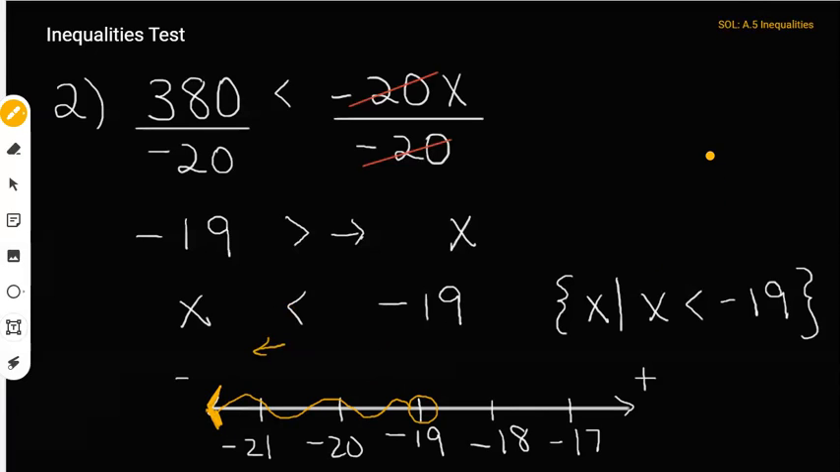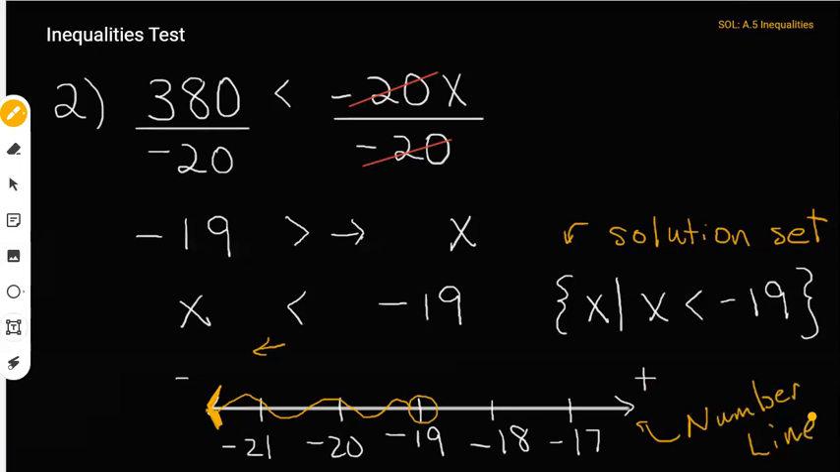So what this graph tells you is negative 19 is not a part of the solution set. That's why I have an open circle around it. But negative 20 and negative 21, those do belong in the solution set because they get shaded. So for each question, you're going to have a solution set. That's this thing right here. And then you're going to have a number line. And only real numbers can be on the number line.